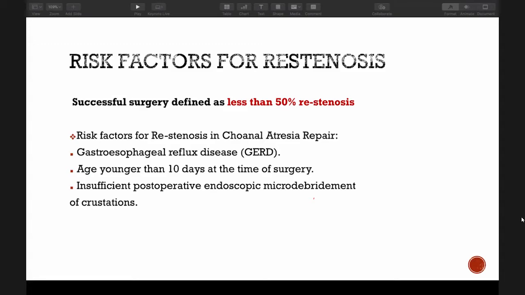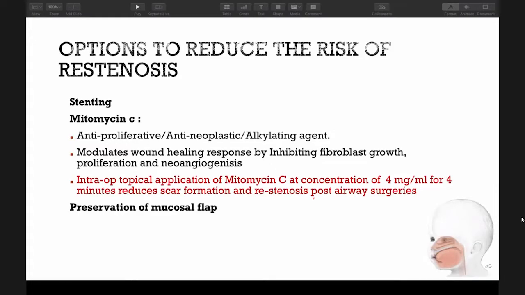What are the risk factors for restenosis? Gastroesophageal reflux disease, so we should give the child a PPI; age younger than 10 days at the time of surgery; and if suspicious, postoperative endoscopic microdebridement of crusts. So what can we do to prevent or decrease the risk of restenosis? We can do stenting.